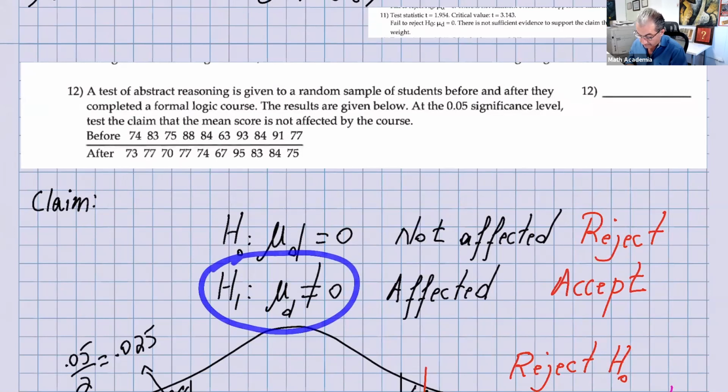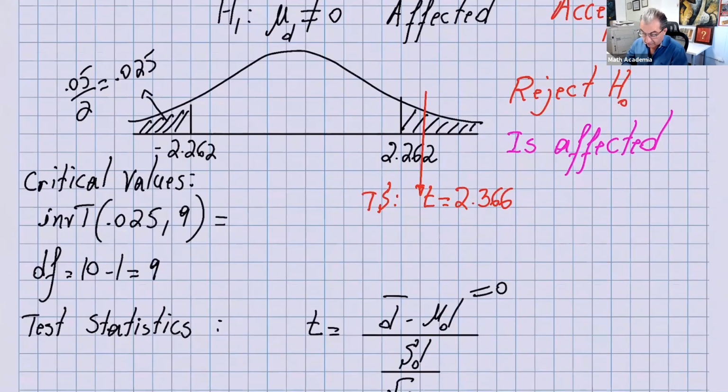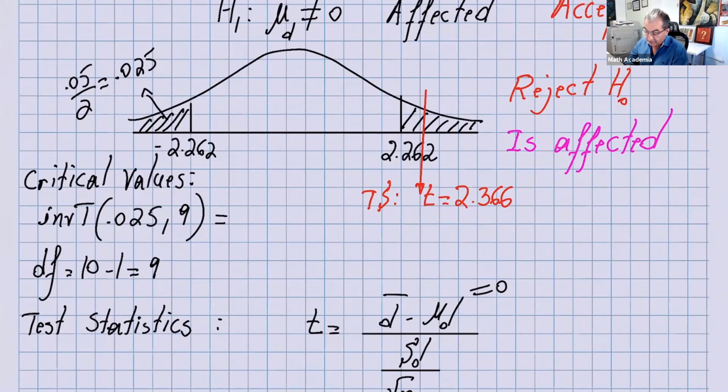If this takes over, then we know that it's affected. And if mu sub d is 0, then it's not affected. So now let's go to the critical values. This is a two-tailed test. So you take 0.05 divided by 2, it's 0.025. The critical value is inverse t of 0.025. Degrees of freedom are 9.